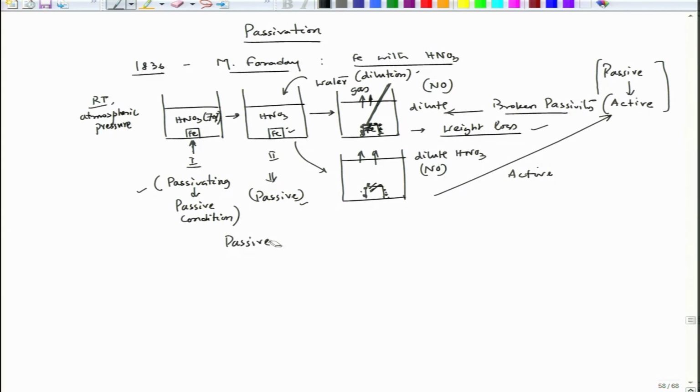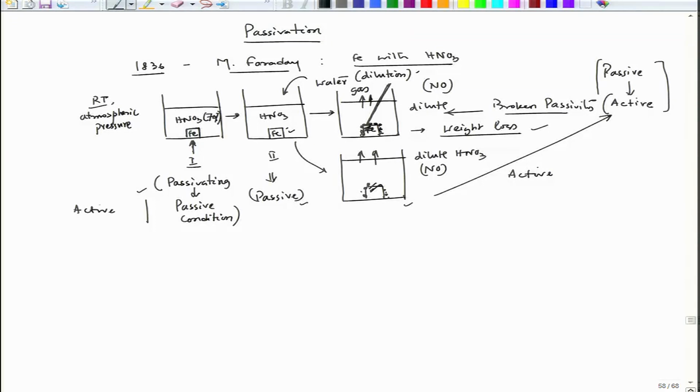Another interesting part is that if fresh iron metal is introduced not into concentrated HNO3 but into dilute HNO3, you will see that bubbles are forming. So, it is not passivating, and there will be a consistent and substantial weight loss. That condition is of course an active stage. So, we are getting active to passive, passive is maintained, and because of surface disturbance it becomes active again from the passive state.